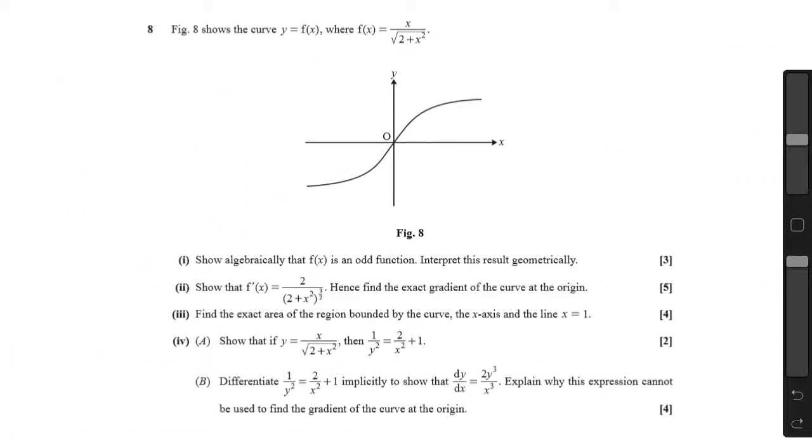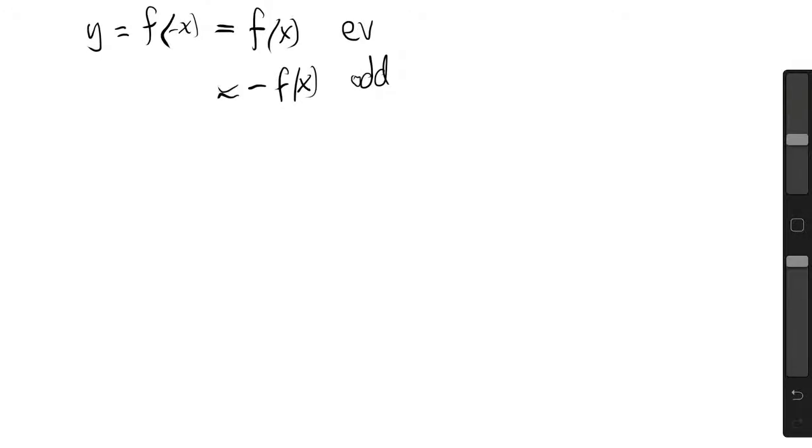So question 8 part 1: show algebraically that f(x) is an odd function. That is quite straightforward. The way to show whether a function is odd or even is to show that if f of minus x is equal to f of x, that would be even. If it's equal to minus f of x, then this is odd. So let's have a try, shall we?